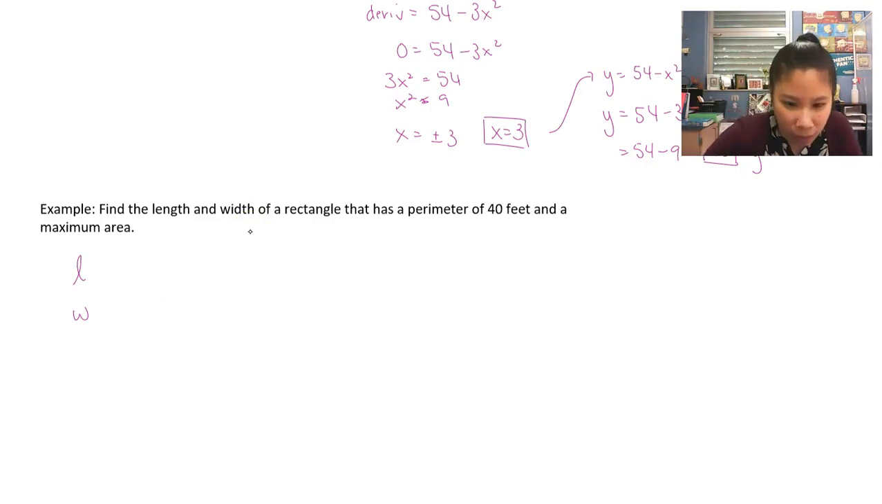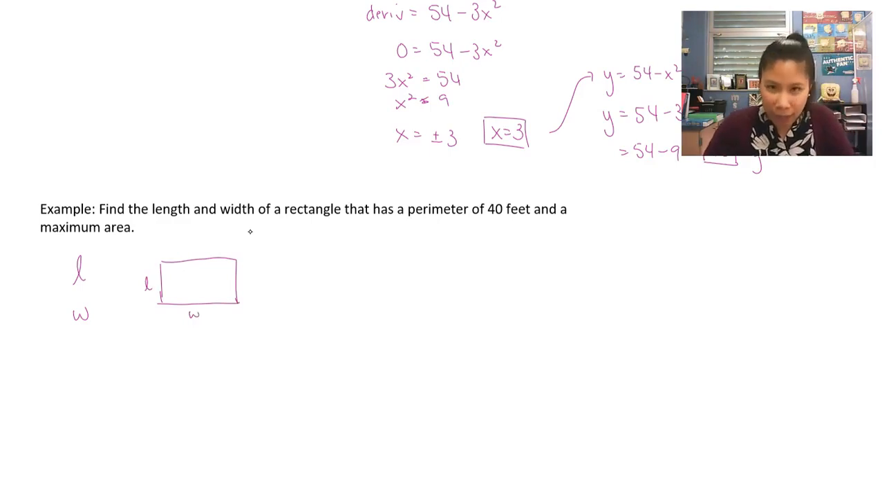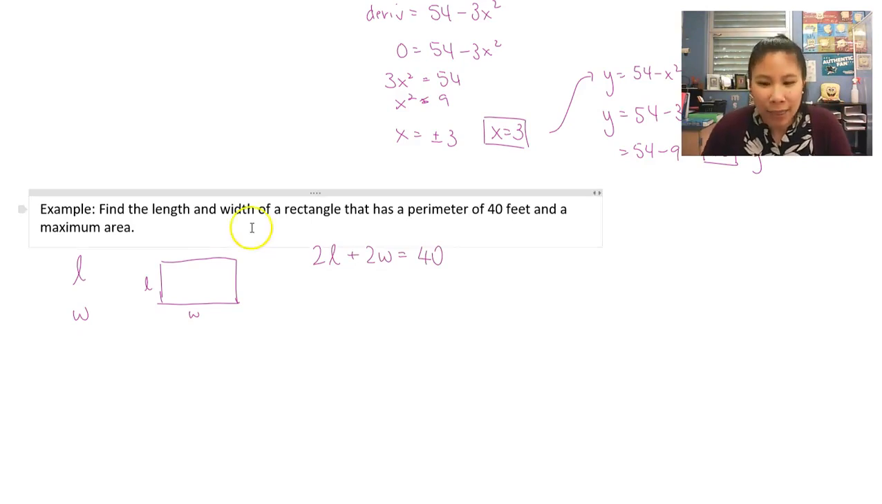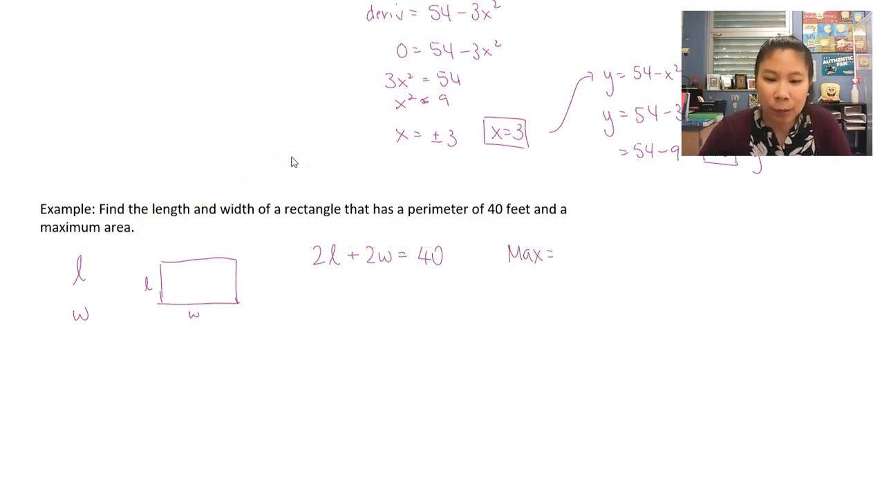So in a rectangle, if this is my length and this is my width, the perimeter would be if I add all the sides together. So that means 2 times the length plus 2w equals 40. So there's my full equation. Again, that's my full equation because it's not talking about a max or a min yet. And then it wants a maximum area. So my max min equation is going to be max equals the area of a rectangle, which is the length times the width.